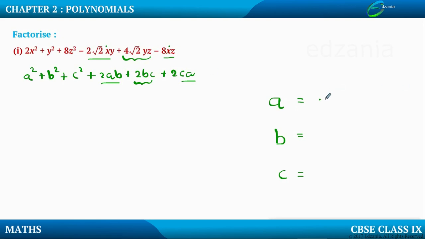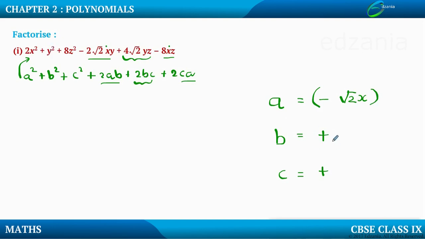X is negative means our a is negative. B and C both are positive. That is, Y and Z both are positive because there is a plus sign over here. Now A square, you are getting 2x square. So square of which number is 2? We can say square of root 2 is 2. Because when I square root 2, I'm going to get 2. So I can say that this A is like minus root 2x, because when I'm going to square it further, I'm going to get this first term, that is 2x square.